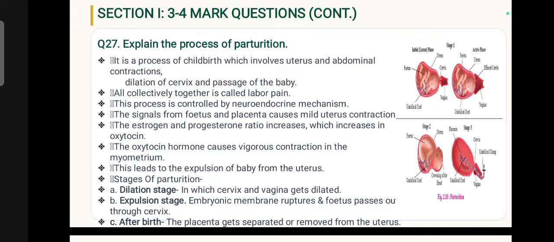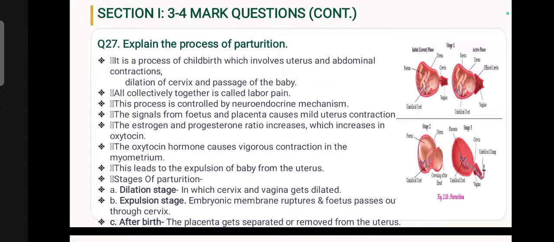The signal from the fetus and placenta causes mild uterus contraction. The estrogen and progesterone ratio increases, which increases oxytocin. The oxytocin hormone causes vigorous contraction in the myometrium. This leads to the expulsion of the baby from the uterus.